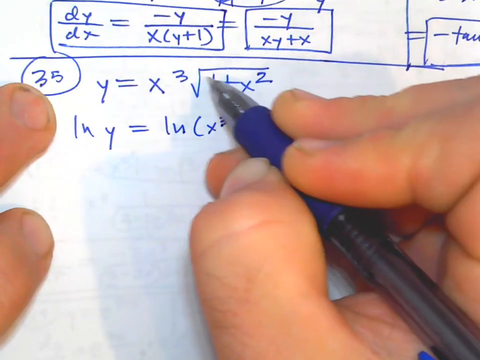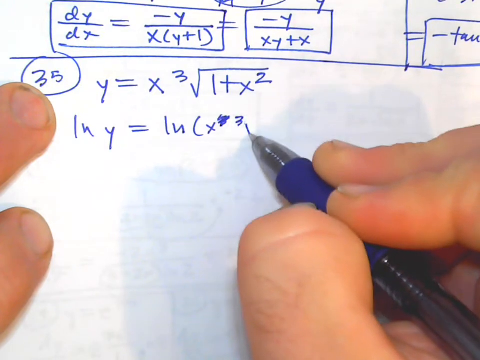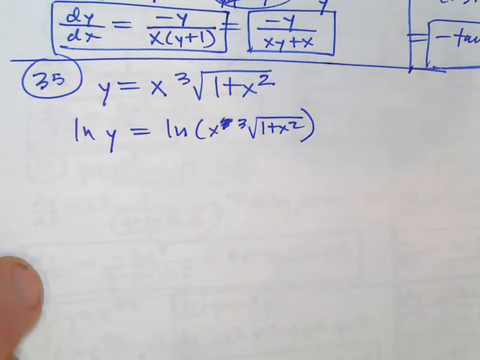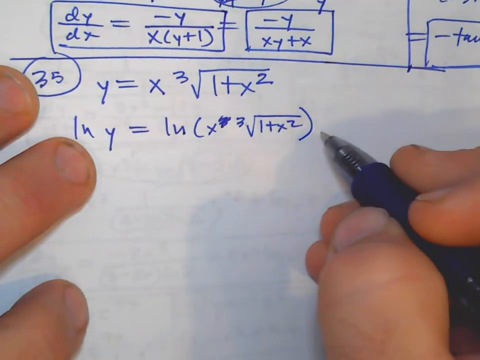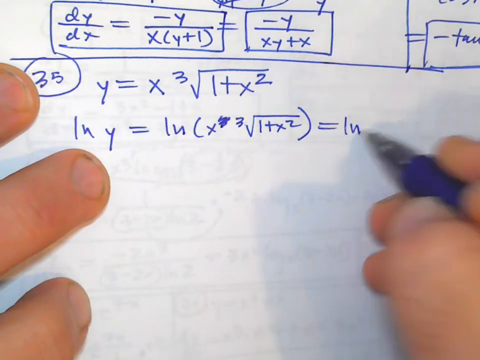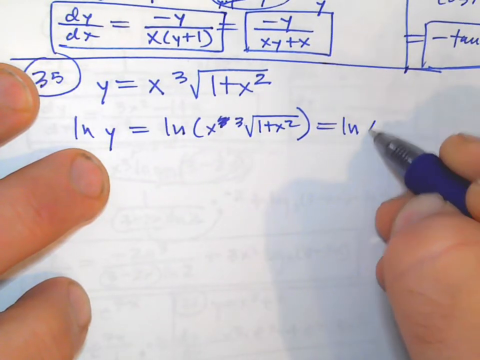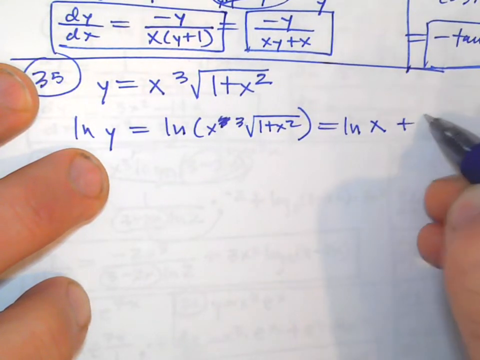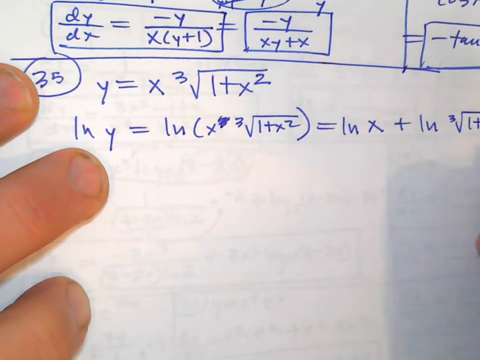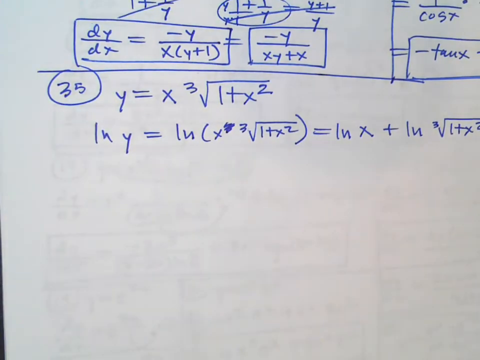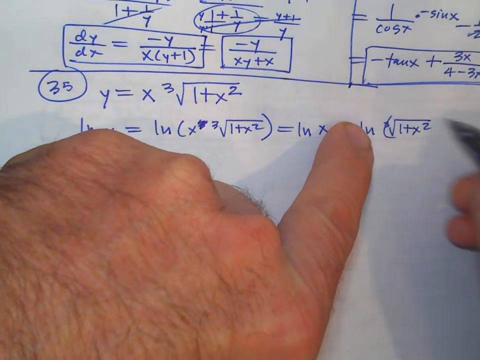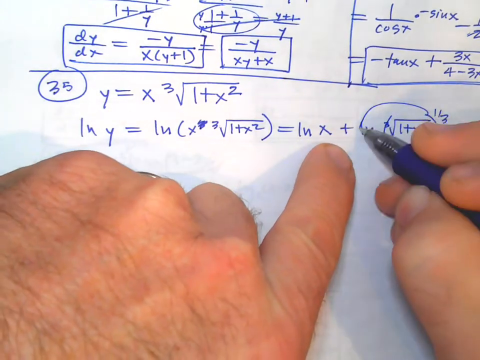And I think this is a cube root, so I'm going to make sure the cube is not on the x squared. So take the natural log of both sides, bring the natural log in, and then use log rules to break this up. This is going to be natural log of x plus natural log of the cube root of 1 plus x squared. And then we could even say, oh, this is a 1/3 power. Let's bring it out in front.